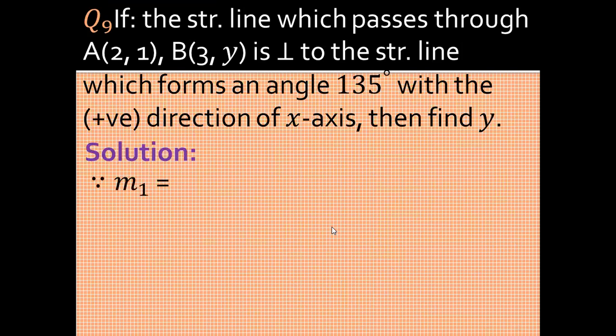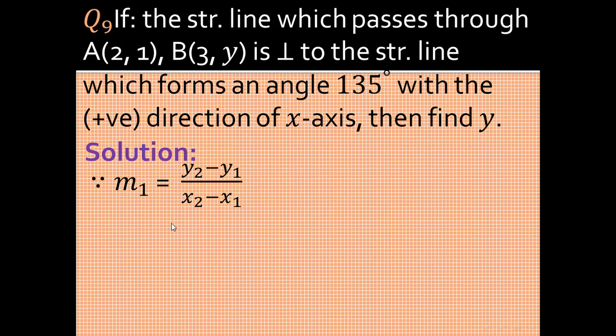Another example: the straight line which passes through the points A and B is perpendicular to the straight line which makes 135 degrees with the positive direction of the x-axis, and we need to find the value of the unknown y. What should I do?